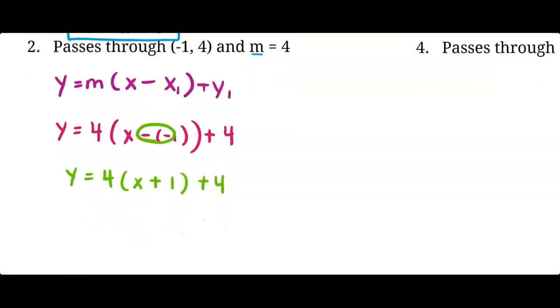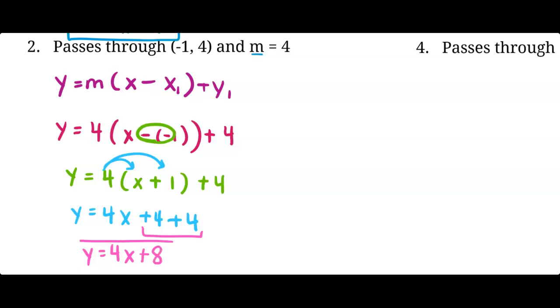And so then when I simplify, I'm going to have 4 times x and 4 times 1. So y equals 4x plus 4 plus 4. And then combine our like terms. So y is equal to 4x plus 8.